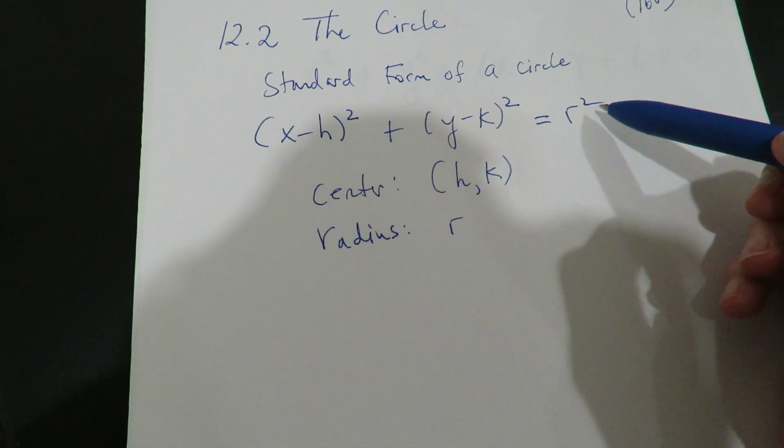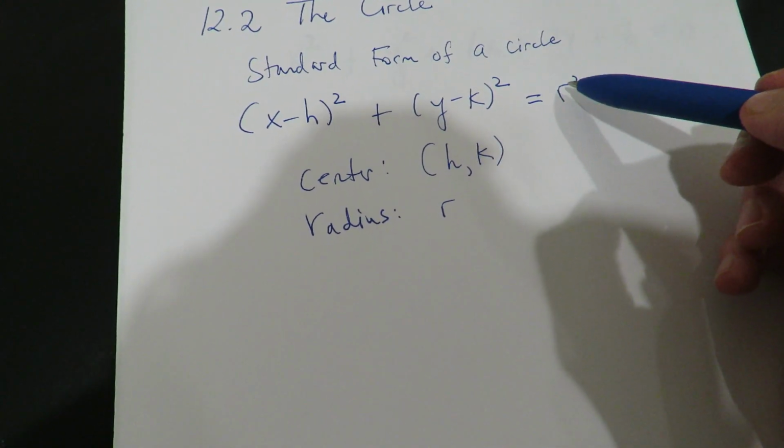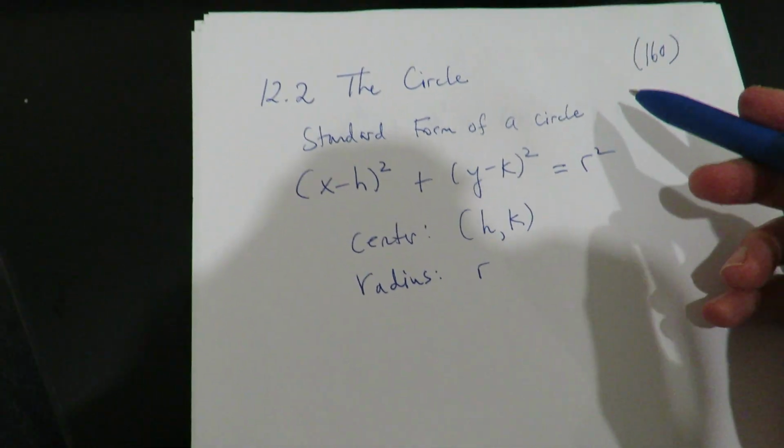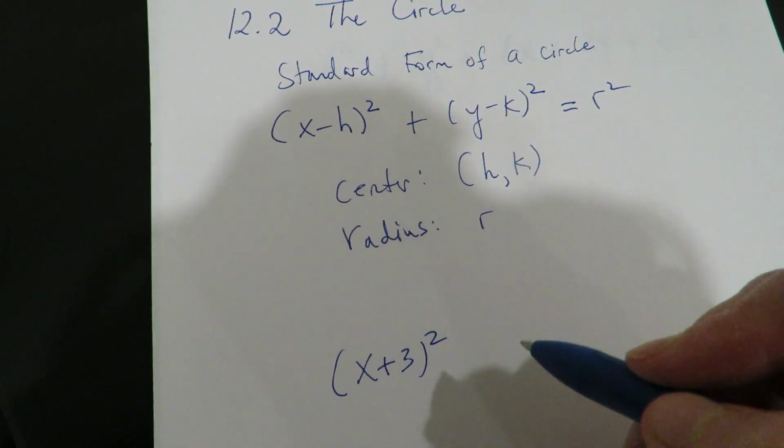And the radius is r. Okay, so you've got to be careful because what this equation equals is r squared. So you actually have to take the square root of it. Let me just give you a for instance to make sure we're on the same page.